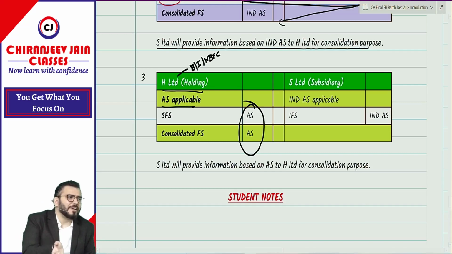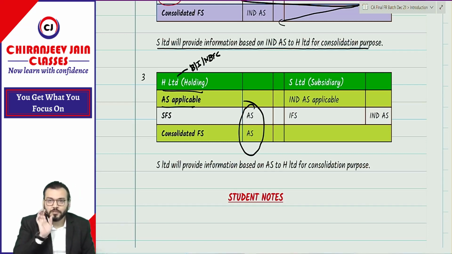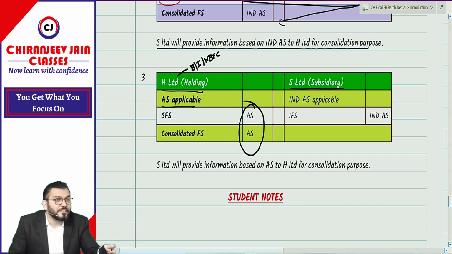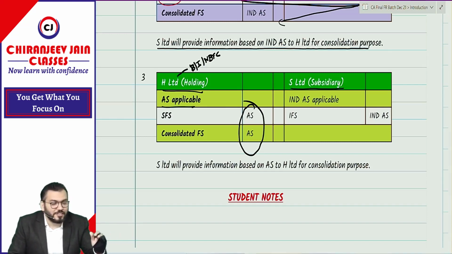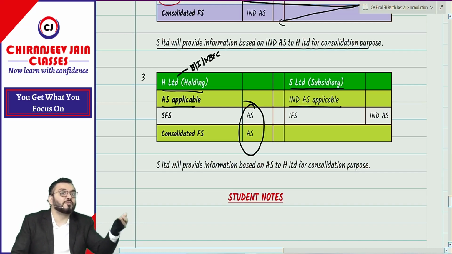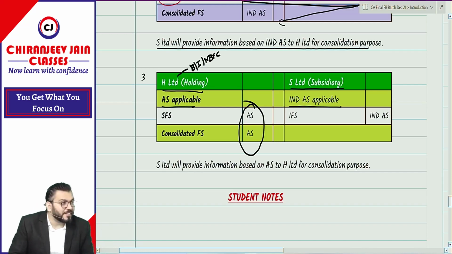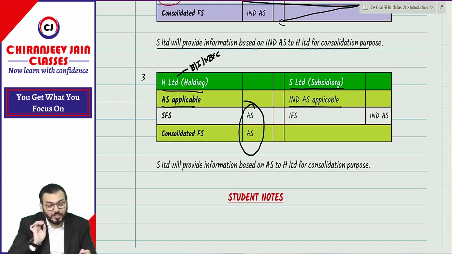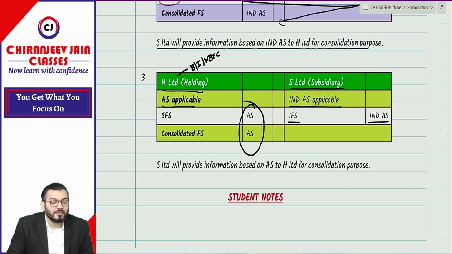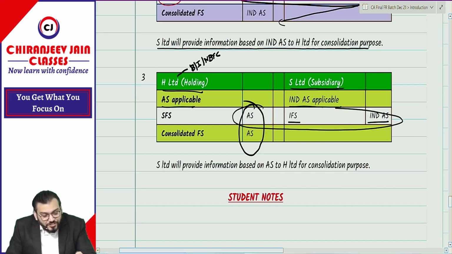Ind AS might be applicable after some time. But S Limited, being a subsidiary company, might be a listed company which is not a banking company, NBFC or insurance company. For them, Ind AS might be applicable from 1/4/2016 or 1/4/2017. Quite possible. So they are preparing individual financial statement based on Ind AS. Now, who will prepare the consolidated financial statement? The holding company. Can we combine this?